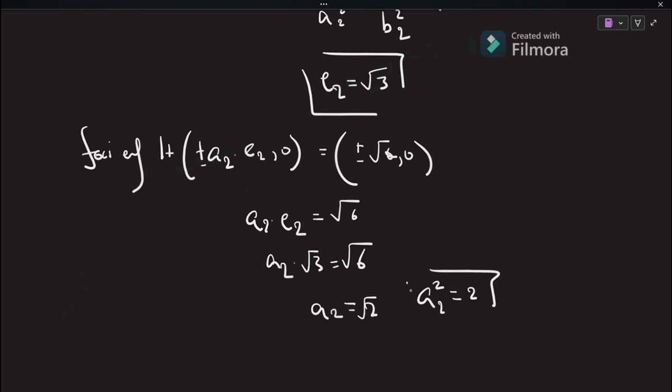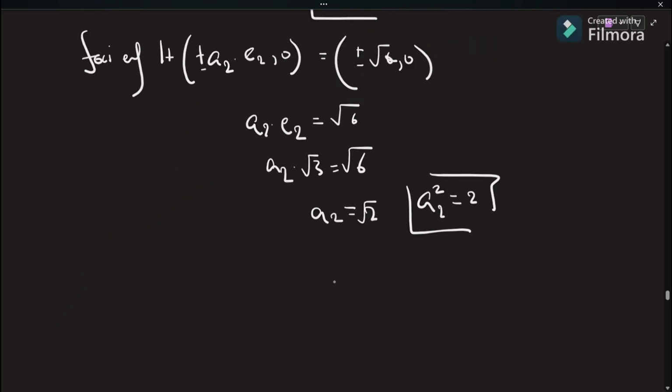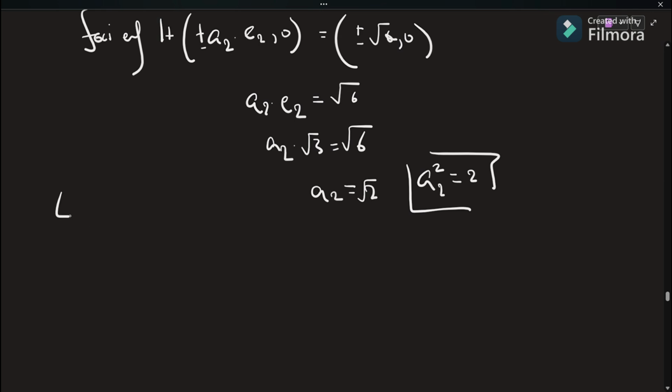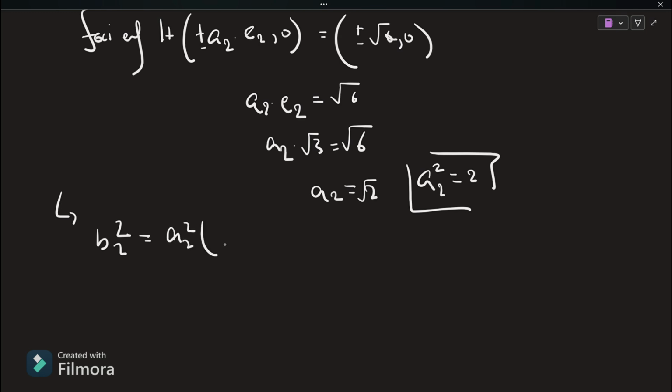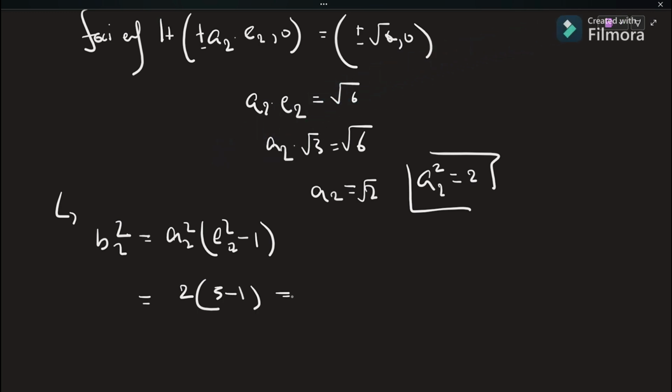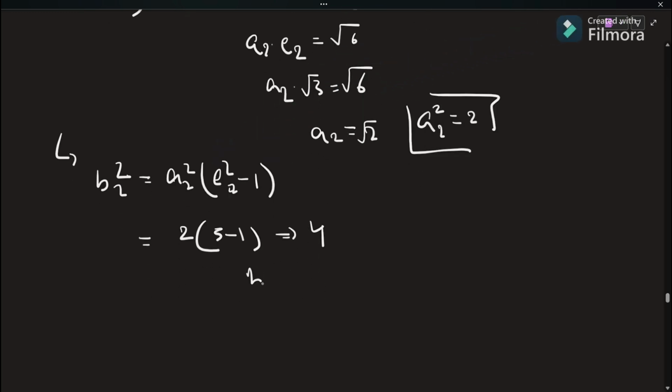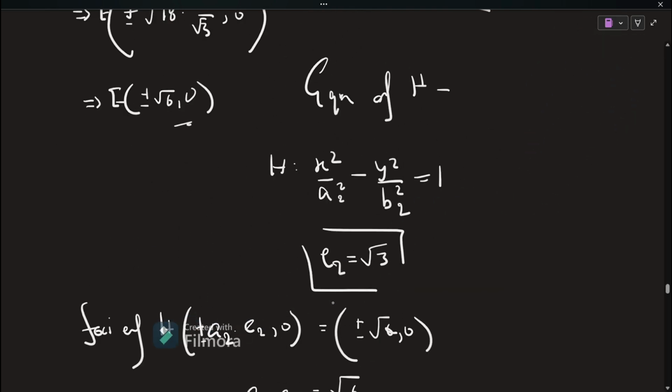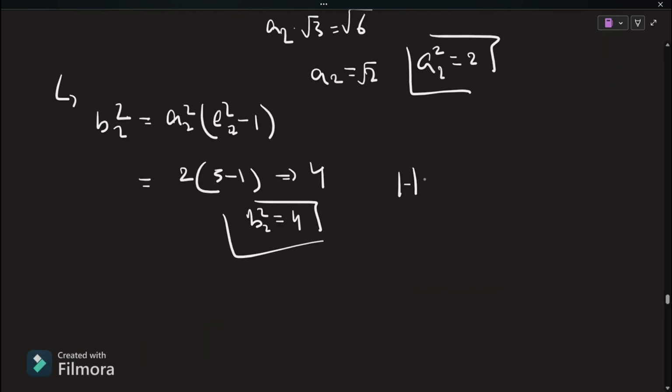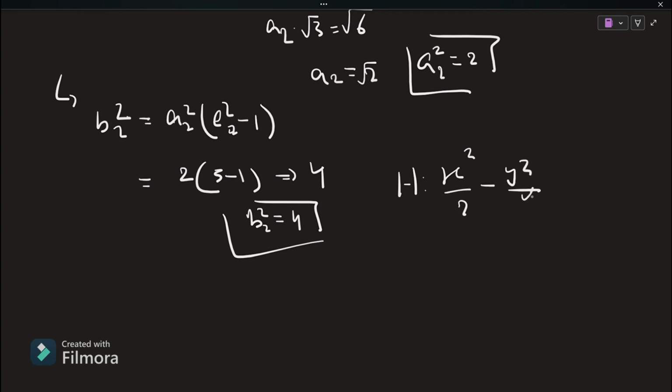For B2 square, we want to find B2. Now use the eccentricity formula for the hyperbola. So B2 square equals A2 square into (E2 square minus 1). So it will be 3 minus 1, which is 2, so B2 square equals 4. Now the equation of the hyperbola is x square by 2 minus y square by 4 equals 1.